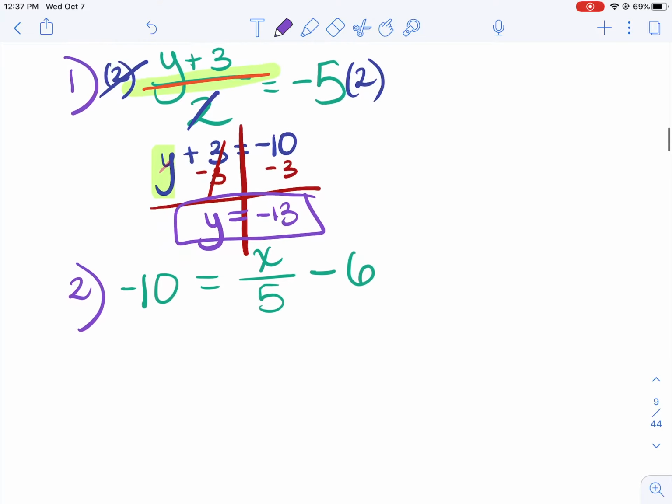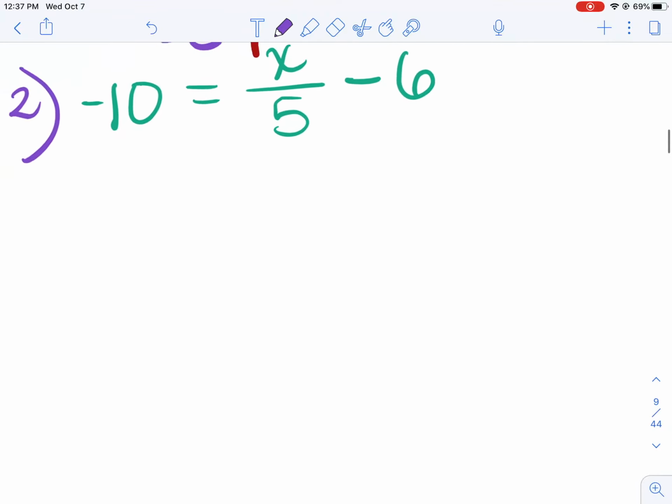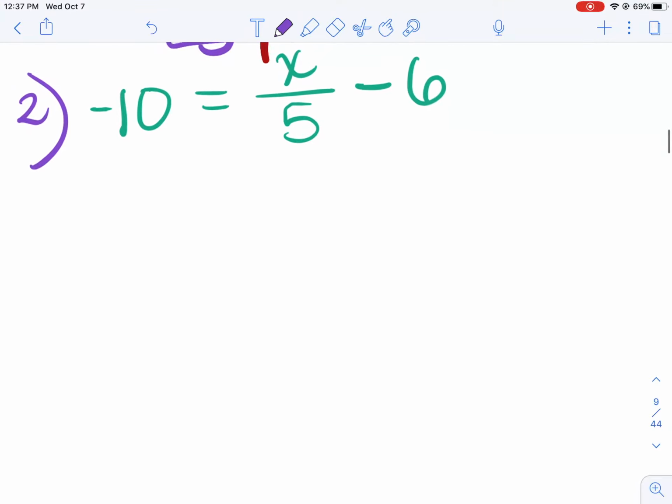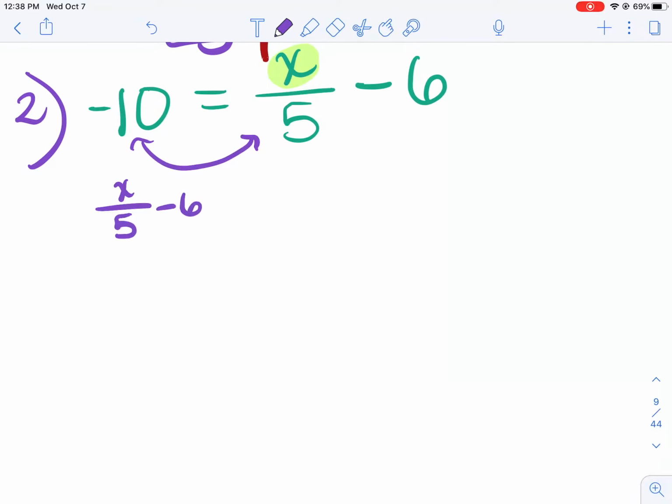Now I want to show you a trick with number 2. We're really used to seeing the variable, which in this problem is x, on the left side of the equation. You are allowed to just switch them. So I'm going to write x over 5 minus 6 equals -10. That is 100% allowed. When I am ready to solve, I'm going to draw my line down and ask, how can I get x by itself?